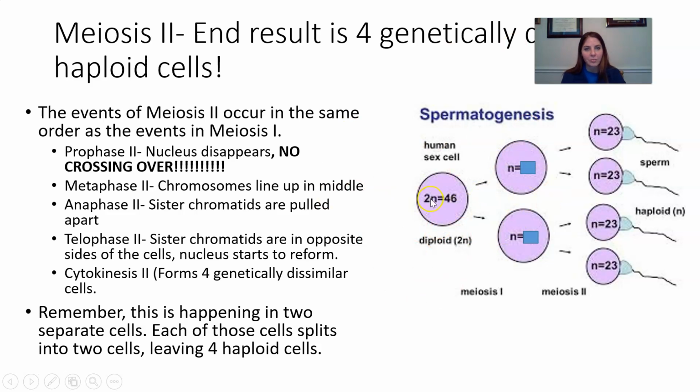So if you look at this diagram right here, we're starting off with our human sex cell. Now at the end of meiosis 1, we still have a diploid number of chromosomes, so a full set of chromosomes. Now after meiosis 2, that's when we're going to get our haploid cells. So those all have half of the set of chromosomes. So remember, this is happening in 2 separate cells. In meiosis 2, we start off with 1 and we end with 2 diploid cells. At the end of meiosis 2, we end up with 4 haploid cells.